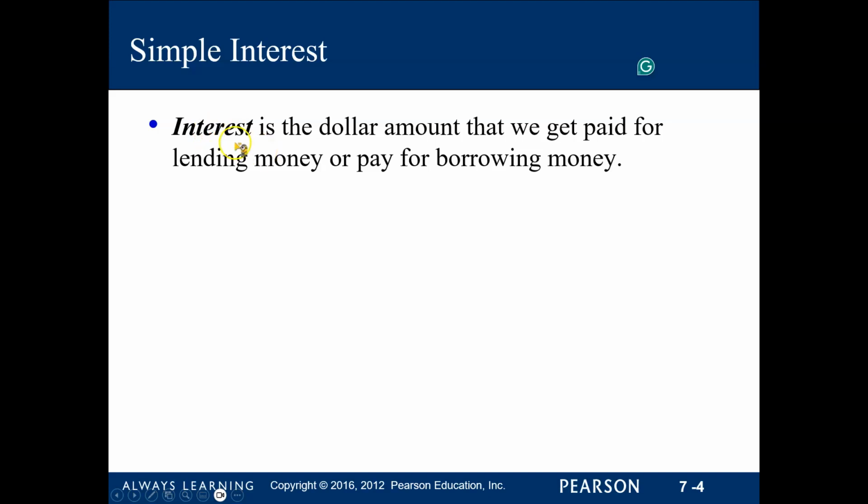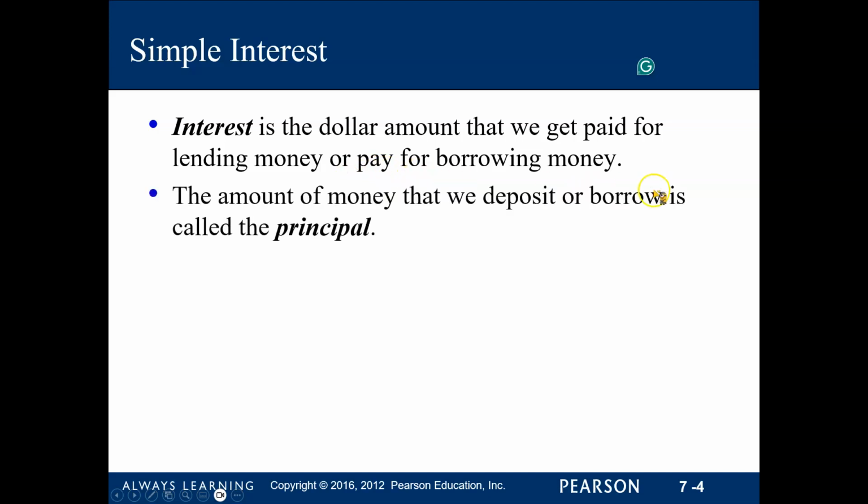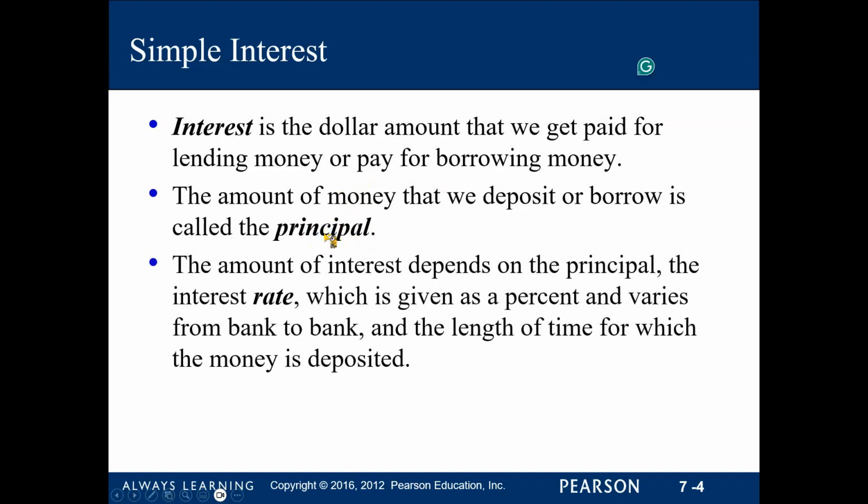When we talk about interest, it's the dollar amount that we get paid for lending money or for borrowing money. So it's like rent when we are borrowing money, or it's the rent that the bank will pay us when we are lending them some money. The amount of money that we deposit or we borrow is what we call the principal. Now, whenever we are talking about interest, that interest, the amount, will depend on the rate that is applied to the principal. So it depends on bank to bank or depends on the loaner.